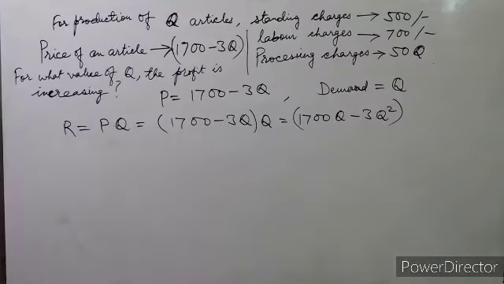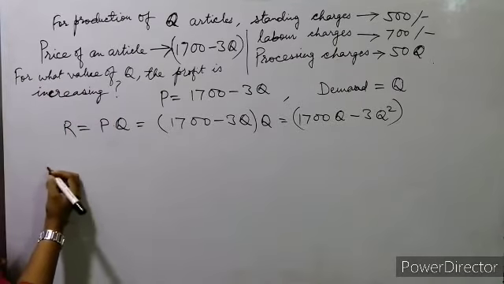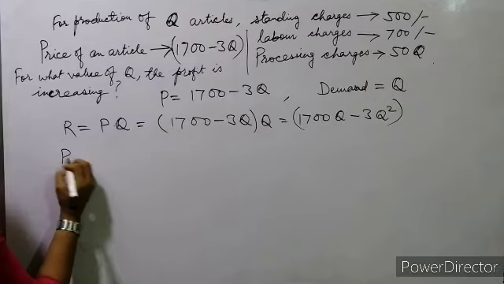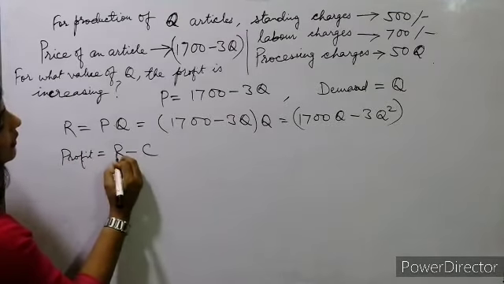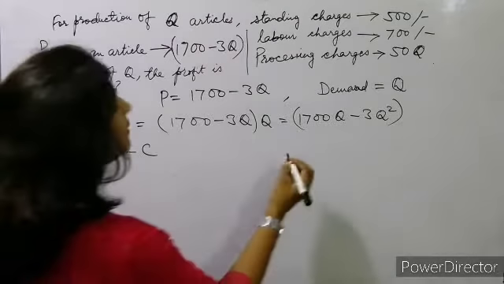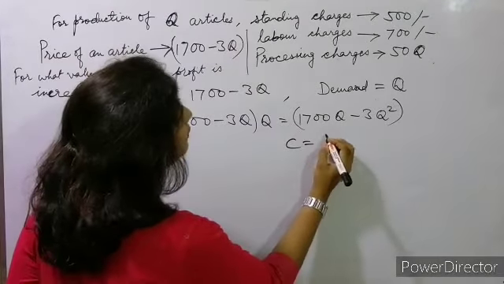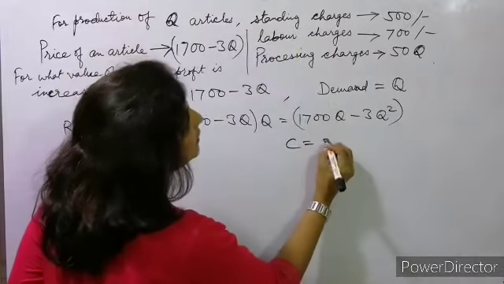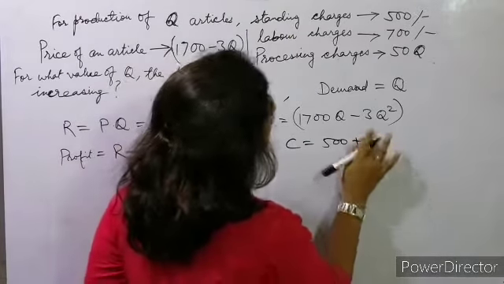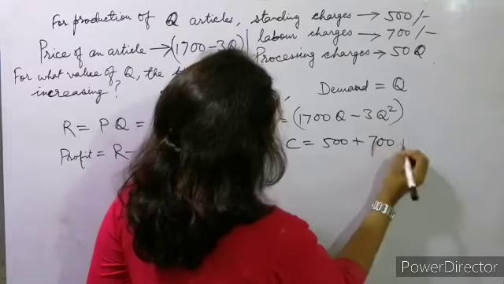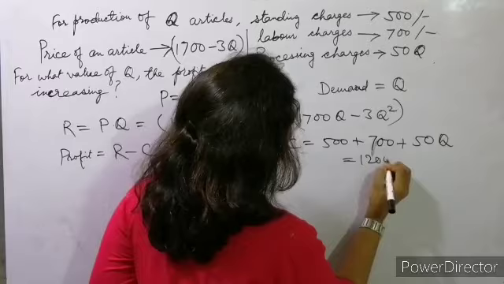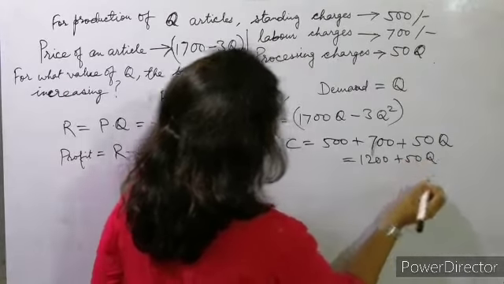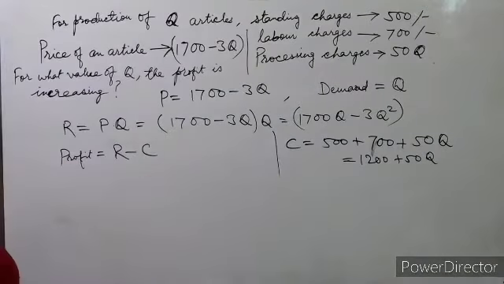Now we have to find out for what value of Q the profit is increasing. To find the profit, what will be the value of profit? Profit will be equal to R minus C, where C is cost. So first of all we will find out the value of cost. Cost means standing charges 500 plus labor charges 700 plus processing charges 50Q, and the total will be 1200 plus 50Q. So this is the cost.